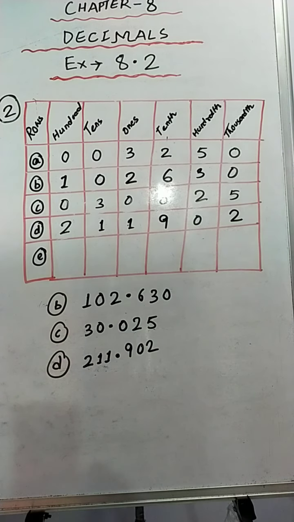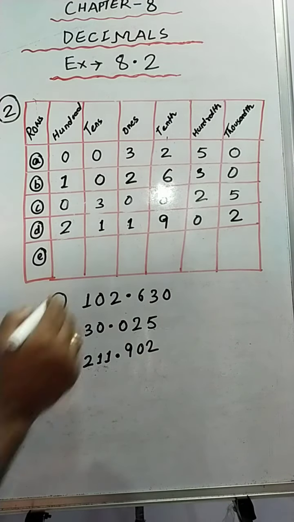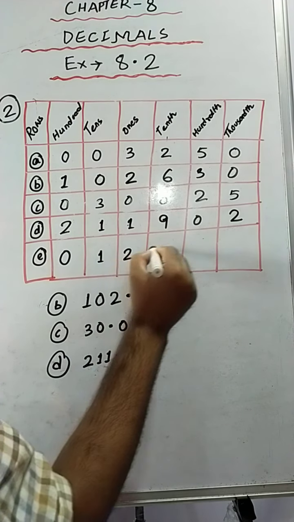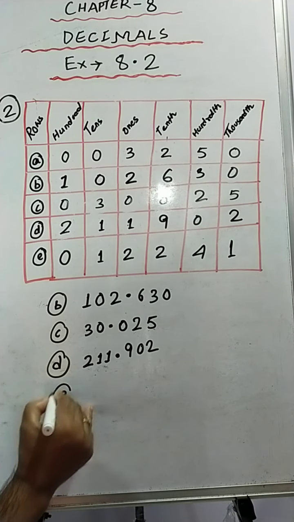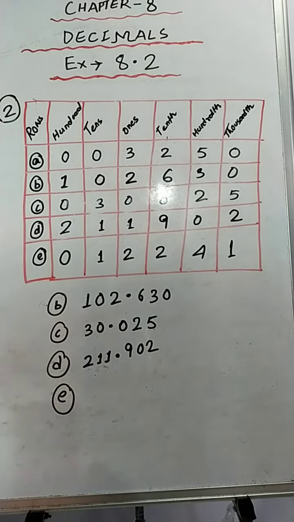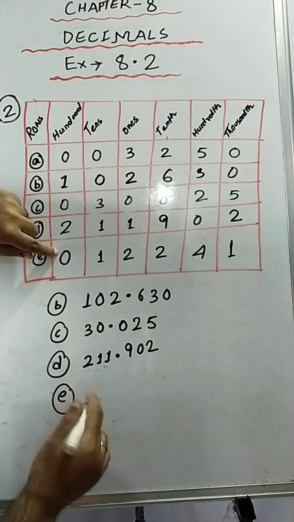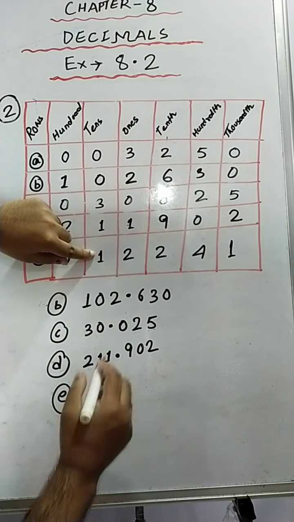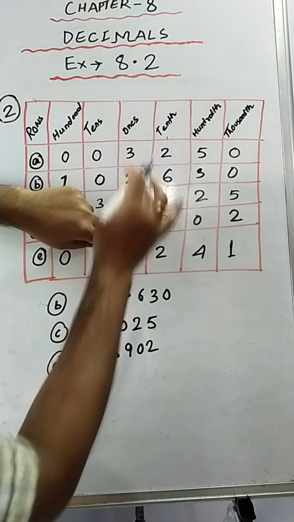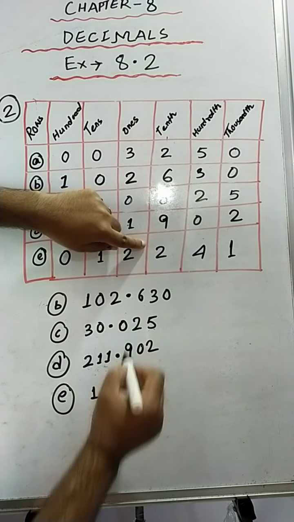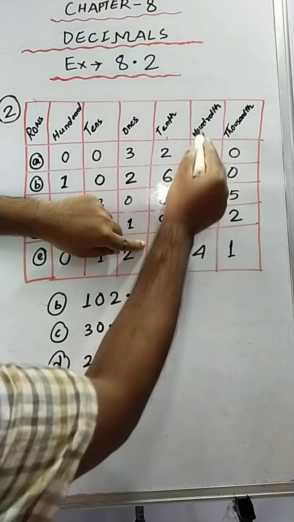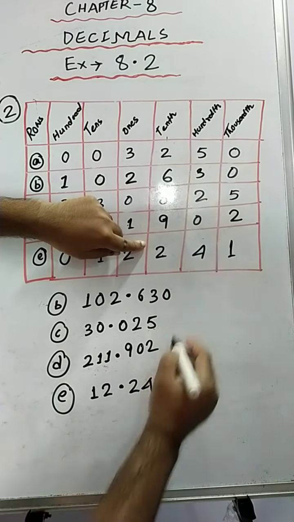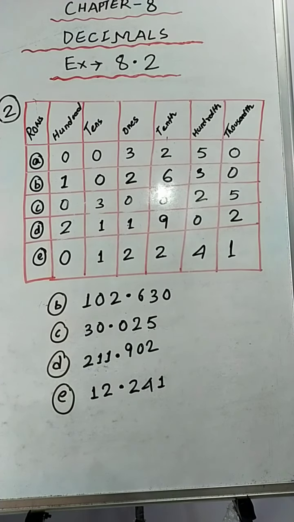Now let's do number E. 012241. Now for E, how many hundreds do we have? 0, so no need of writing. How many tens do we have? 1, so you write 1. How many ones do we have? 2. Now here we put the decimal. How many tenths do we have? 2. How many hundredths do we have? 4. And how many thousandths do we have? 1. Okay students, this is the required solution of question number 2. I hope all of you have understood.